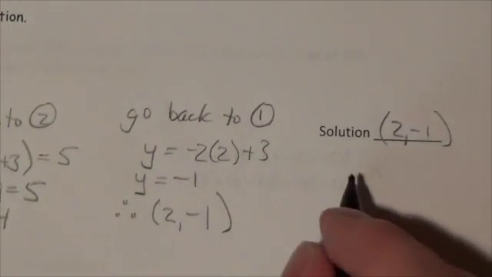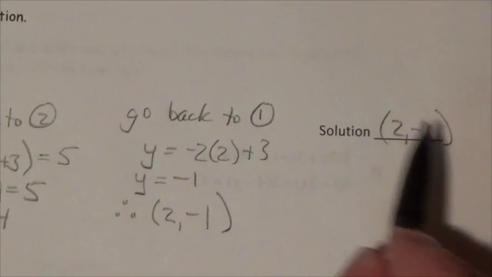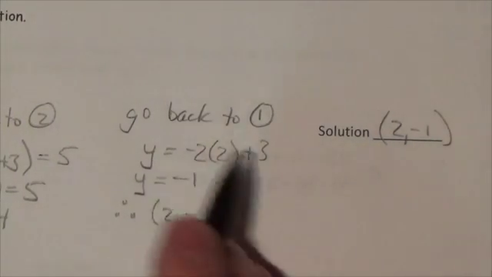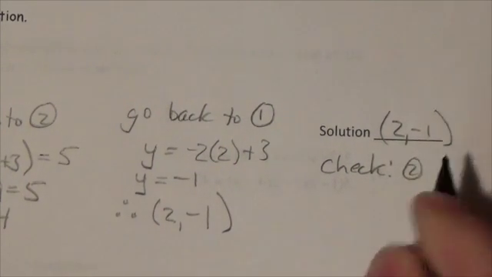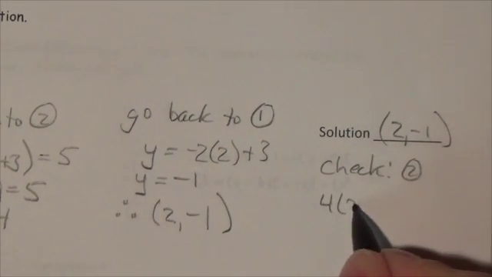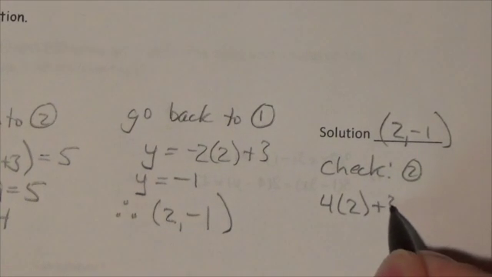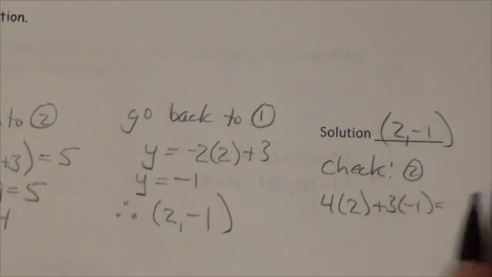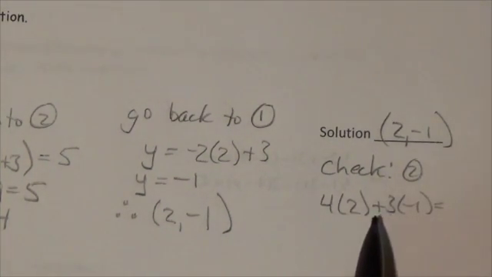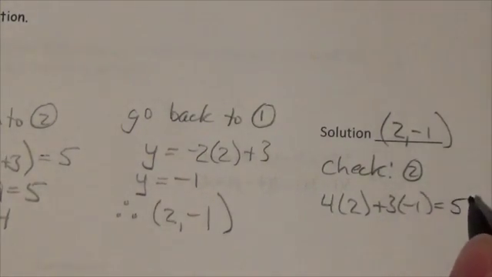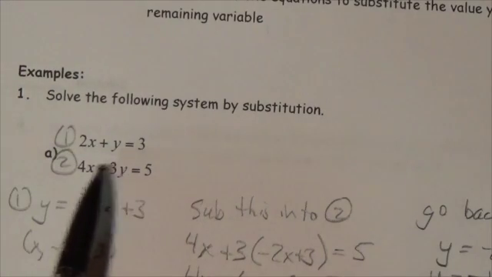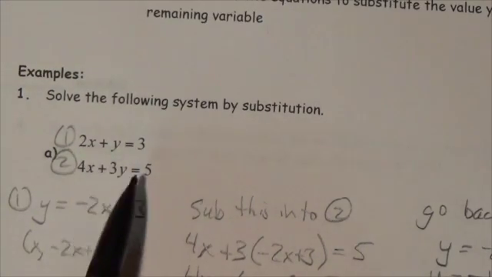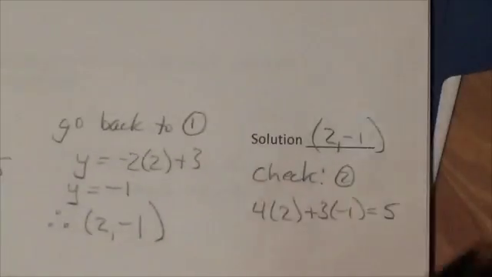I'm going to check this real quick here. I already know that this works in equation 1 because I used equation 1 to get it. So I'm just going to do a really quick little check here in equation 2. So 4 times 2 plus 3 times negative 1. Okay, 4 times 2 is 8 minus 3. That's 5. That does satisfy the original second equation here, okay? Left side equals the right side, so yep. That works. That is the solution.